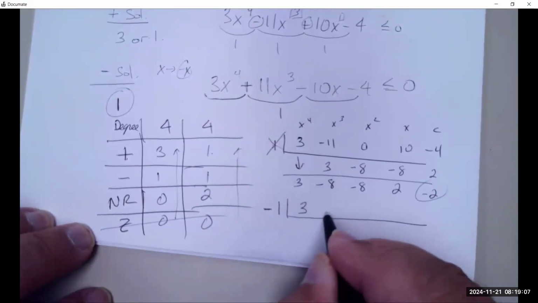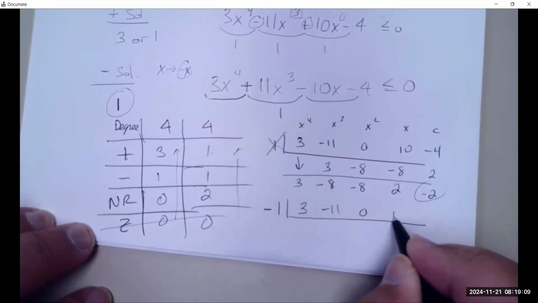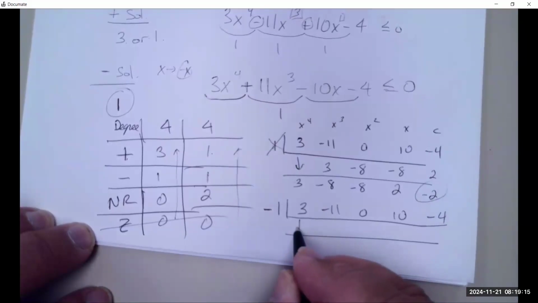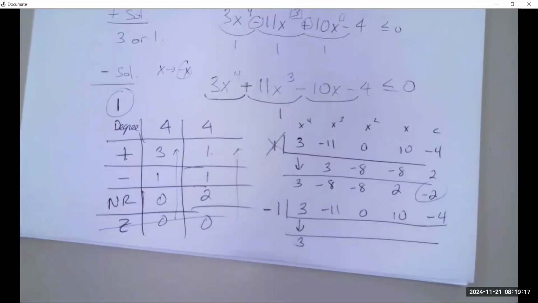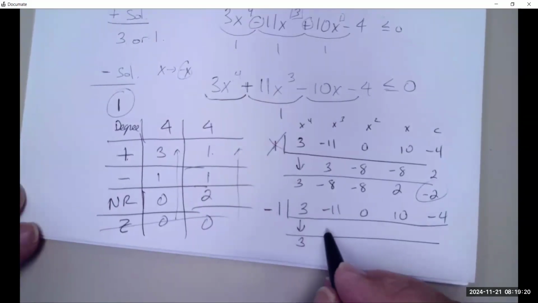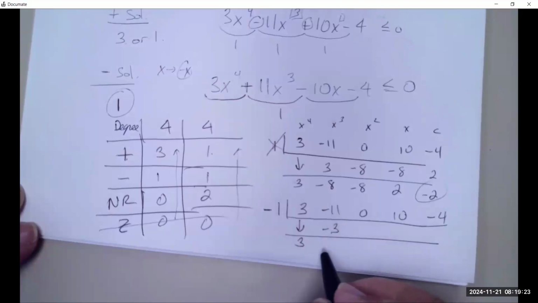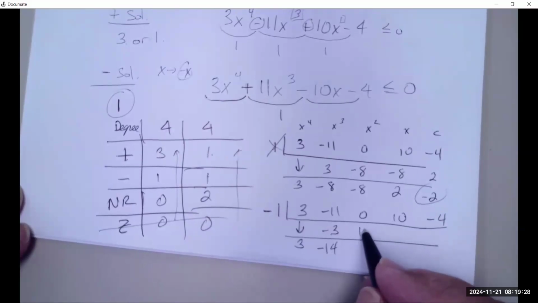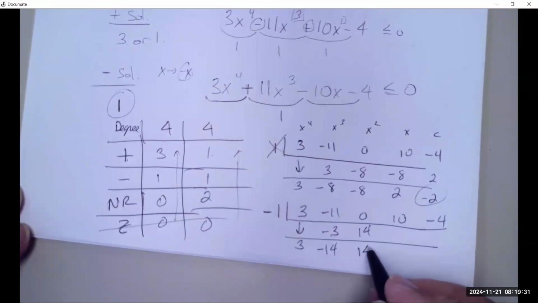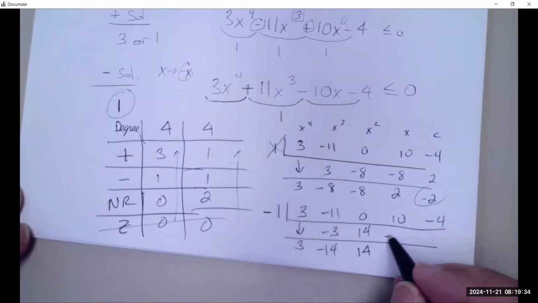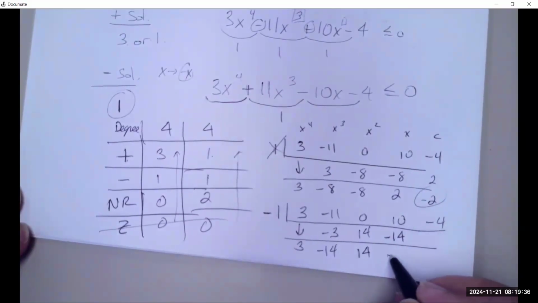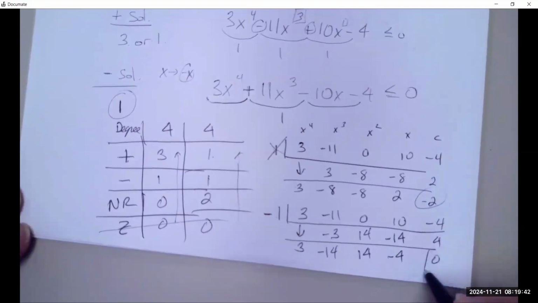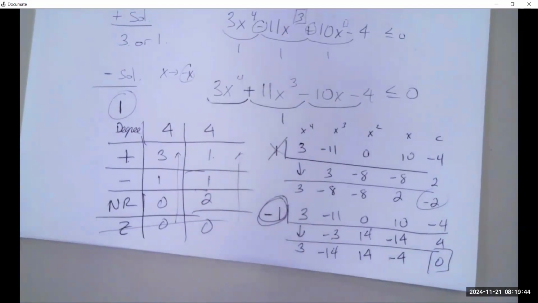Let's try -1. Bring the first term down. -1 times 3 is -3. Plus -11 makes it -14. -1 times -14 is +14, plus 0. -1 times 14 is -14. Plus 10 is -4. -1 times -4 is 4. So there's my first answer.